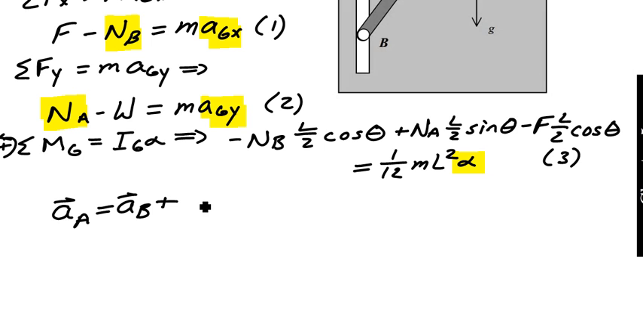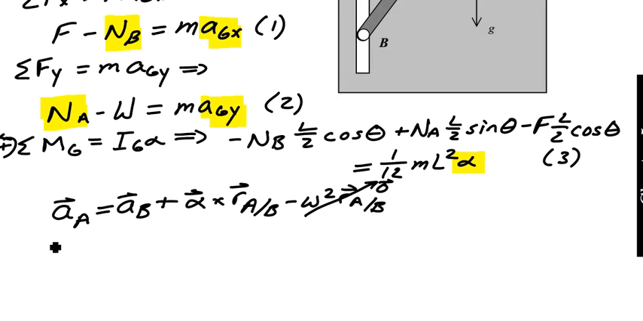So say the acceleration of A is equal to the acceleration of B plus the angular acceleration of the rod cross R of A with respect to B, minus omega squared times R of A with respect to B. In this problem we're told the bar is released from rest, so this last term will go to 0.